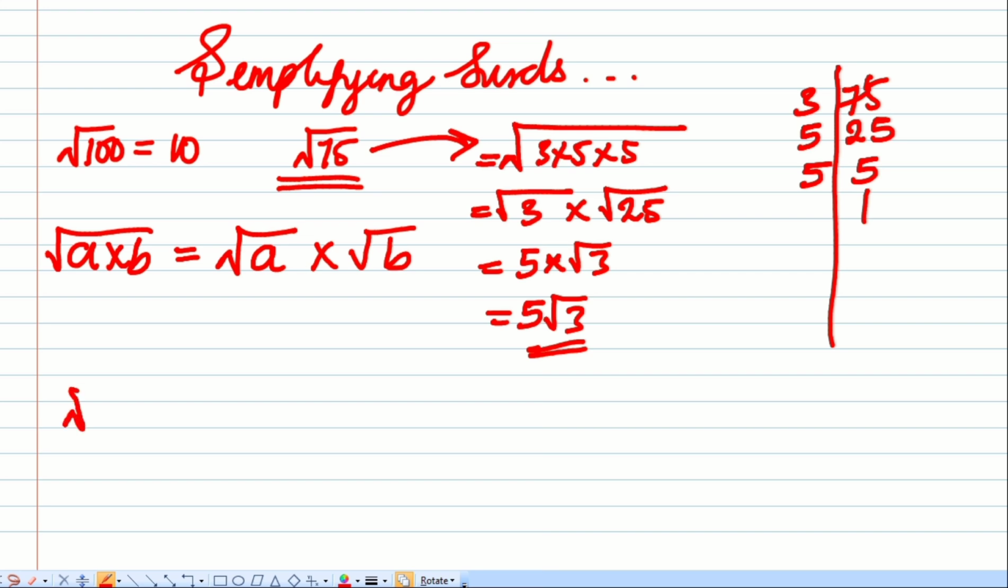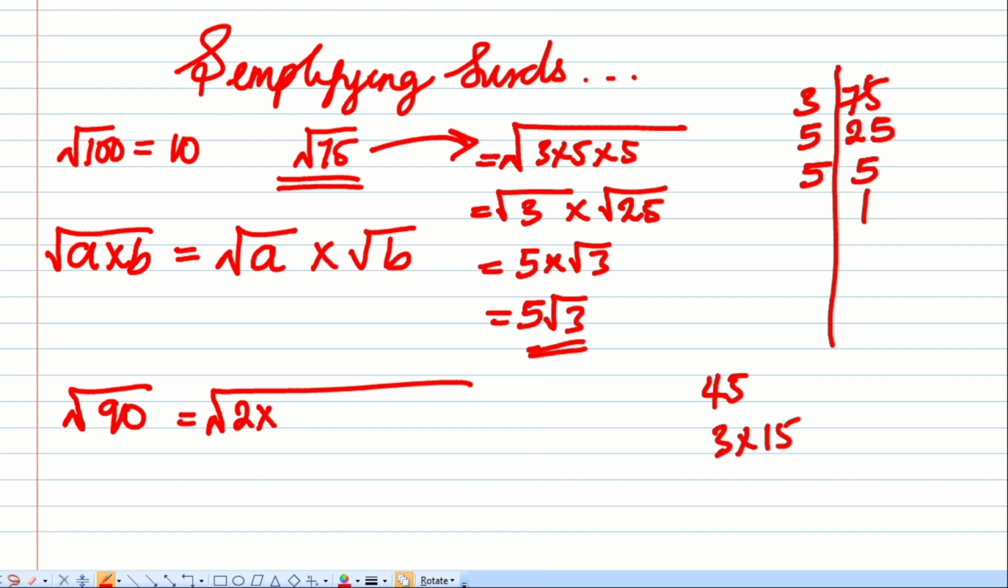So let's try another one. What if you have the square root of 90? 90 is not a perfect square, in the sense that no two numbers will multiply to give you exactly 90. So we're going to do the same thing. Now let's try to do this faster. 2 times what is 90? 90 is 2 times 45, right? Yeah, 45 plus 45 is 90. Then 45 is 3 times 15. So I'm going to put 3. 15 is 3 times 5. So we just have 3 and we have 5.